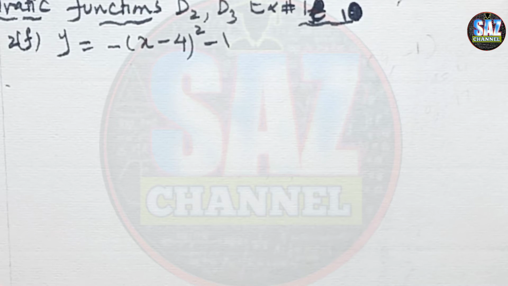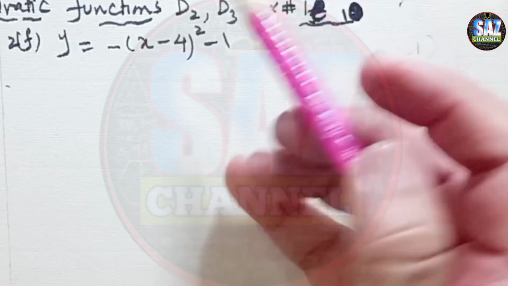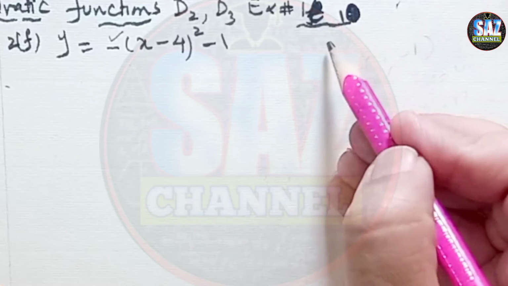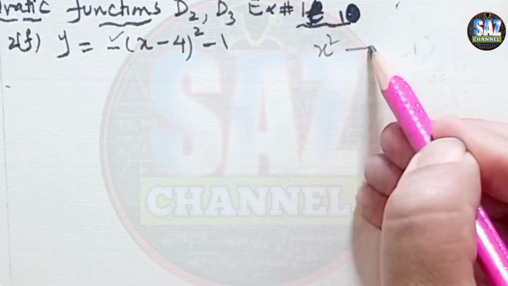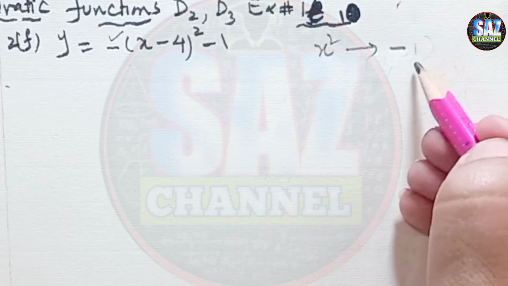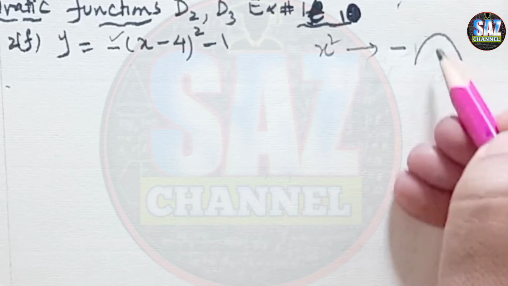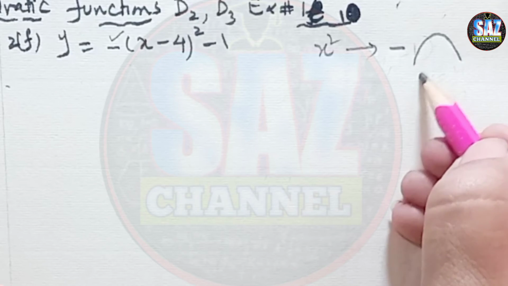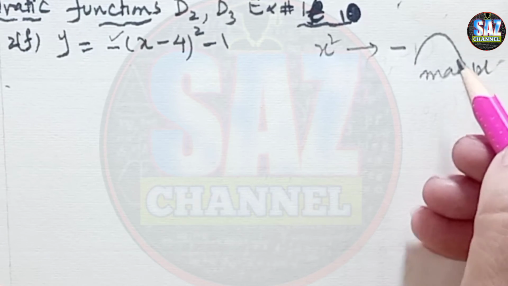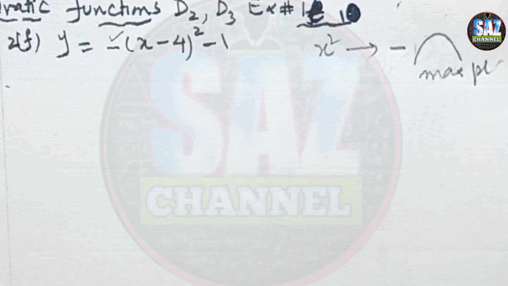First of all, we have to decide about the opening of the curve, as the coefficient of the square term is negative. So what are we going to observe? That the curve will have the opening downward, and it will have the maximum point. This is your visualization and imagination only. After that, we have to go for x-intercept and y-intercept.